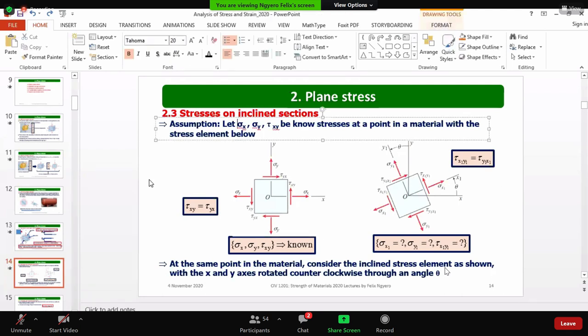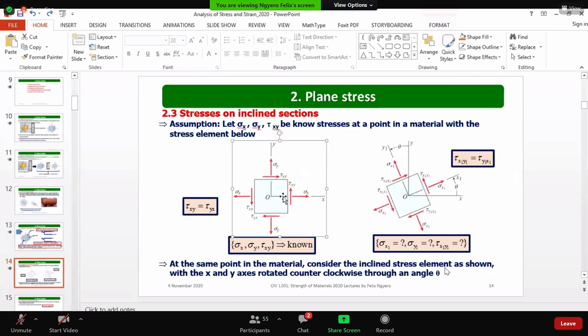So first we need to derive equations for computing stresses on an inclined section. Okay, so we start with this state of stress. We are given a state of stress. It can be given as it is on this left-hand side element, or the state of stress can also be given in this form, like on the right-hand element. Either way, it's okay.